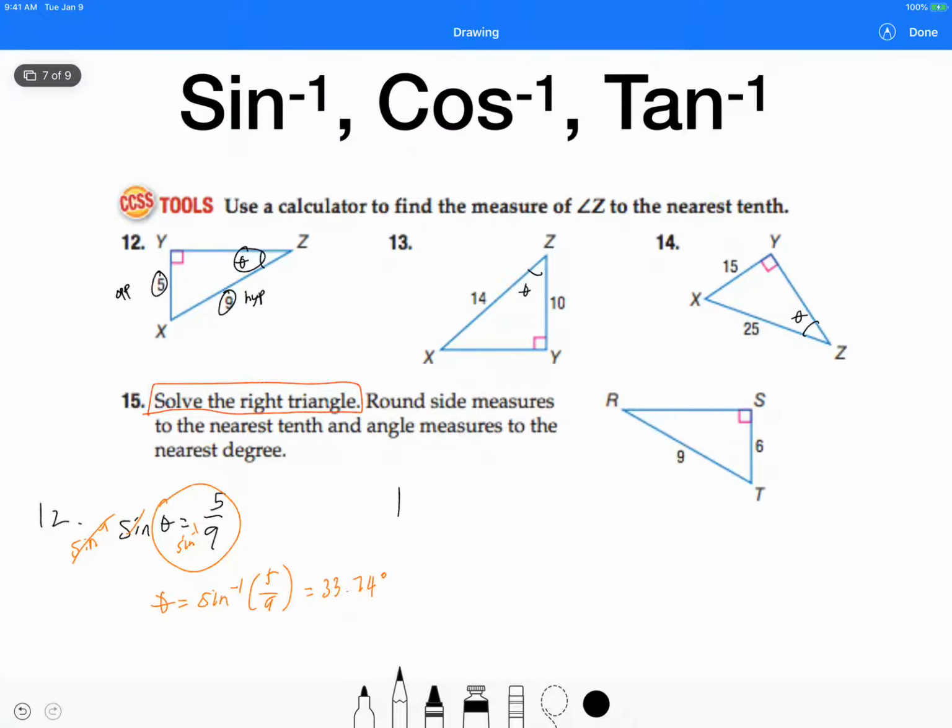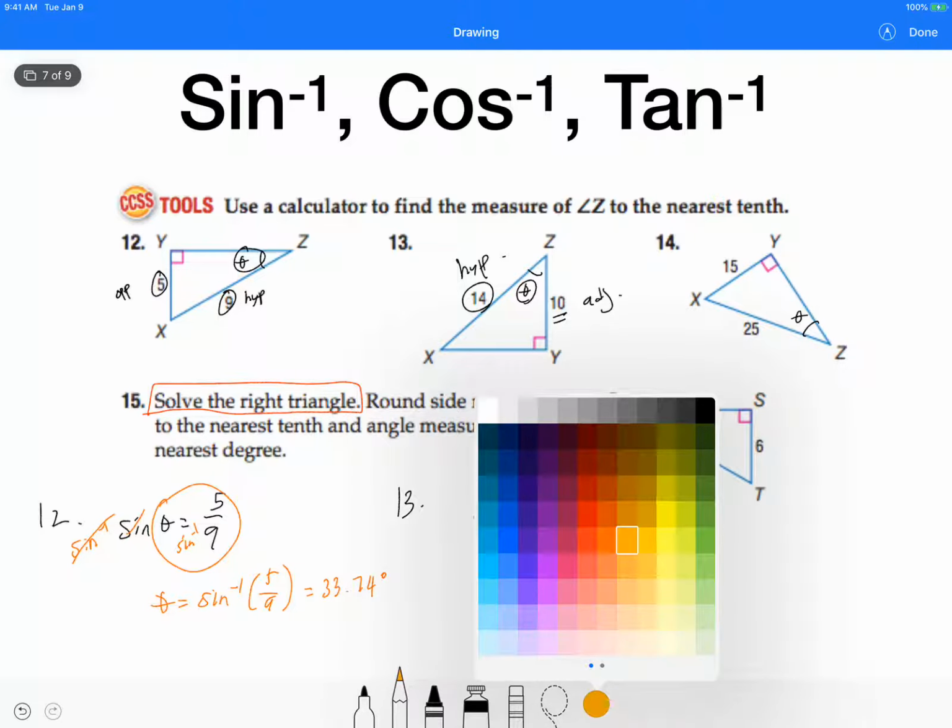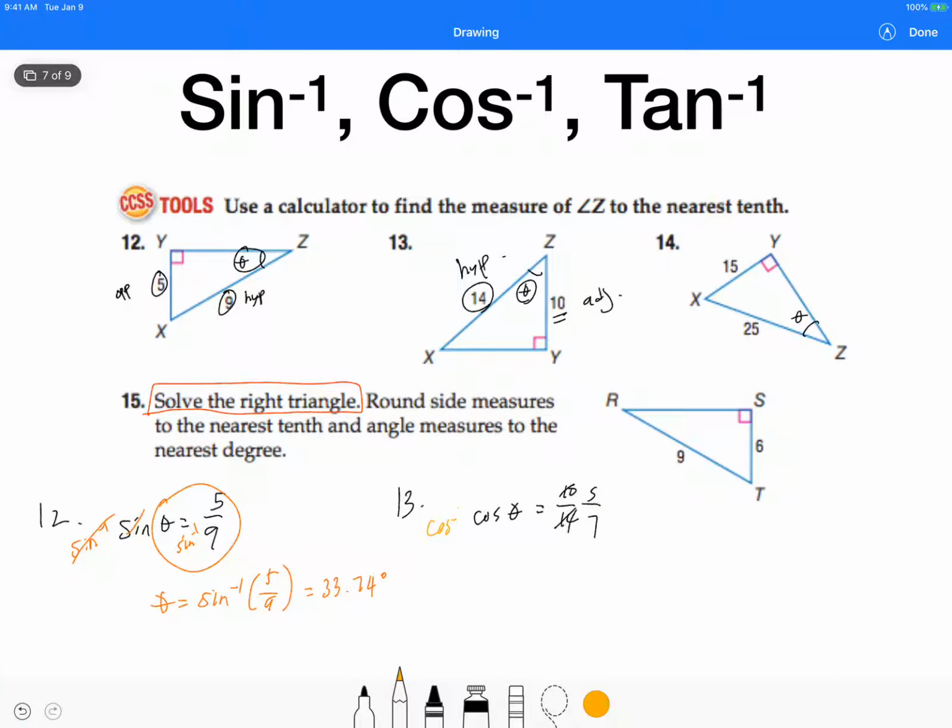Next, 13 will be the same way. You have this angle, 10 is adjacent, and 14 is hypotenuse. So that means I will be using cosine of theta is equal to 10 over 14. Reduce it to 5 over 7. Then I know that I have to use inverse cosine. So take inverse cosine on this side, inverse cosine on that side. And so your final answer would be theta is equal to, type it in your calculator, inverse cosine 5/7, and you will get 44.41 degrees.